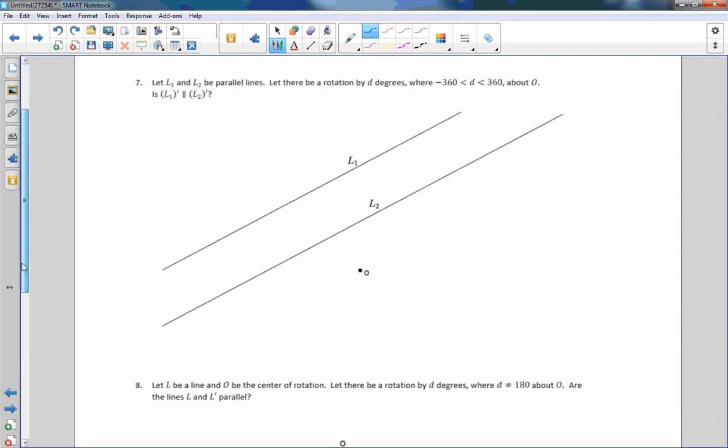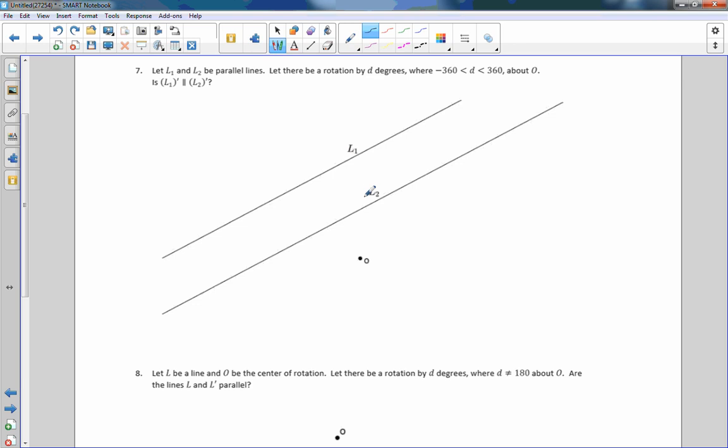Number 7, let line L1 and L2 be parallel lines. Now we haven't discussed this yet, but in math we usually label parallelisms in a diagram with arrows, like so. Or sometimes you'll just see it like this. That means parallel. I will not put those because they're not going to be part of the diagram, but I just wanted you to be aware that there is a way to label a diagram for parallel.